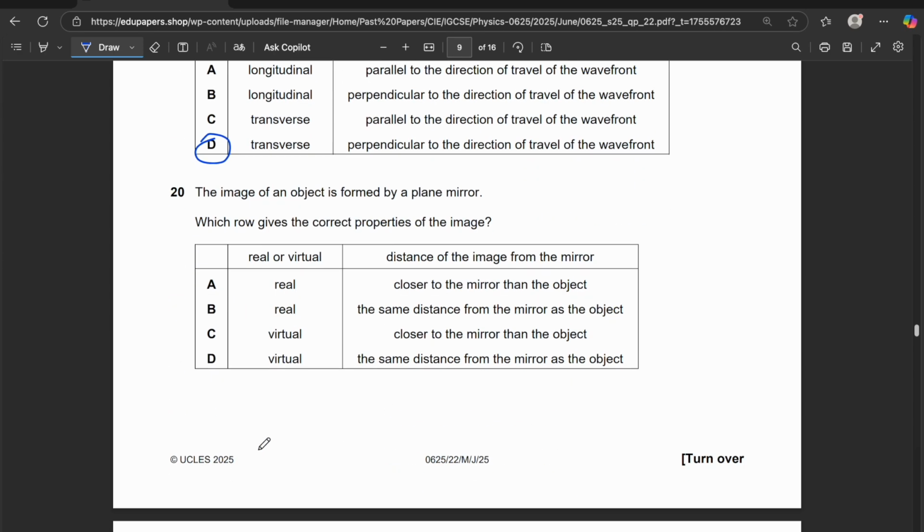D. 20. The image of an object is formed by a plane mirror. Which rule gives the correct properties of the image? So a plane mirror will give you a virtual image, and it will have the same distance. D.